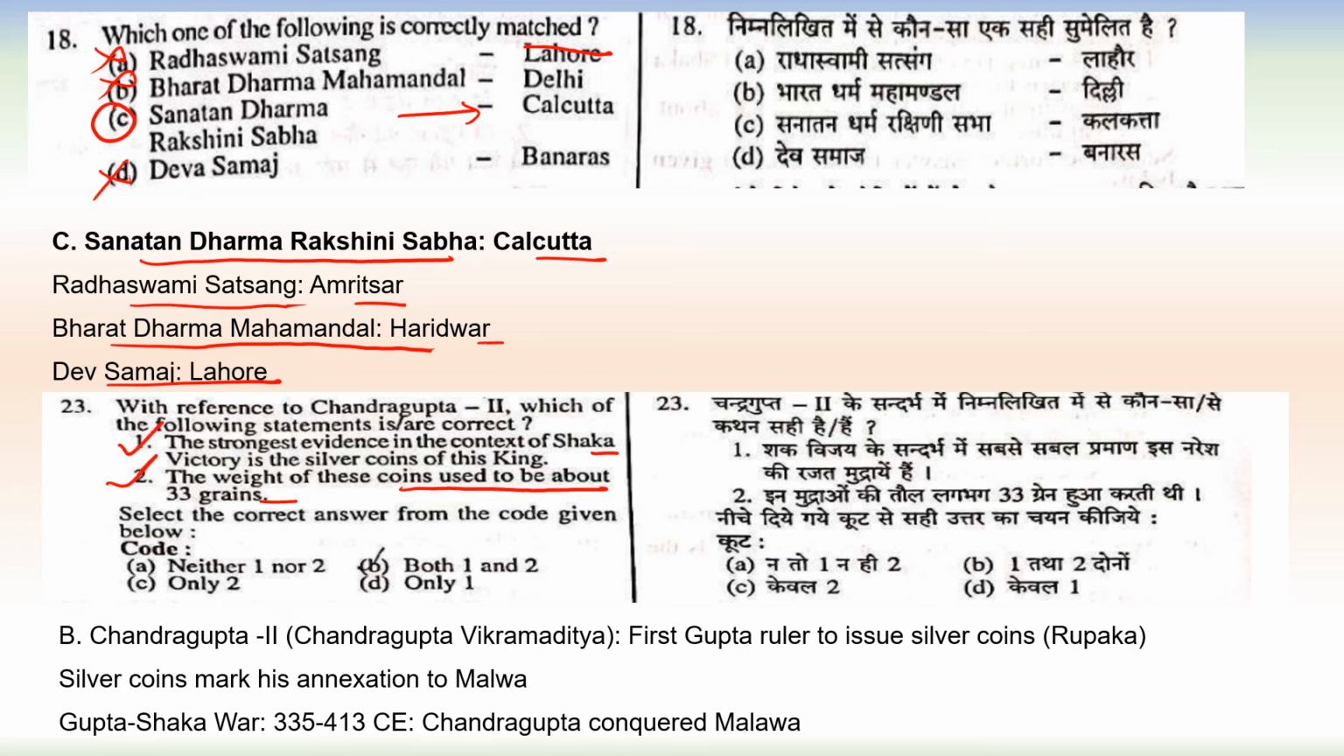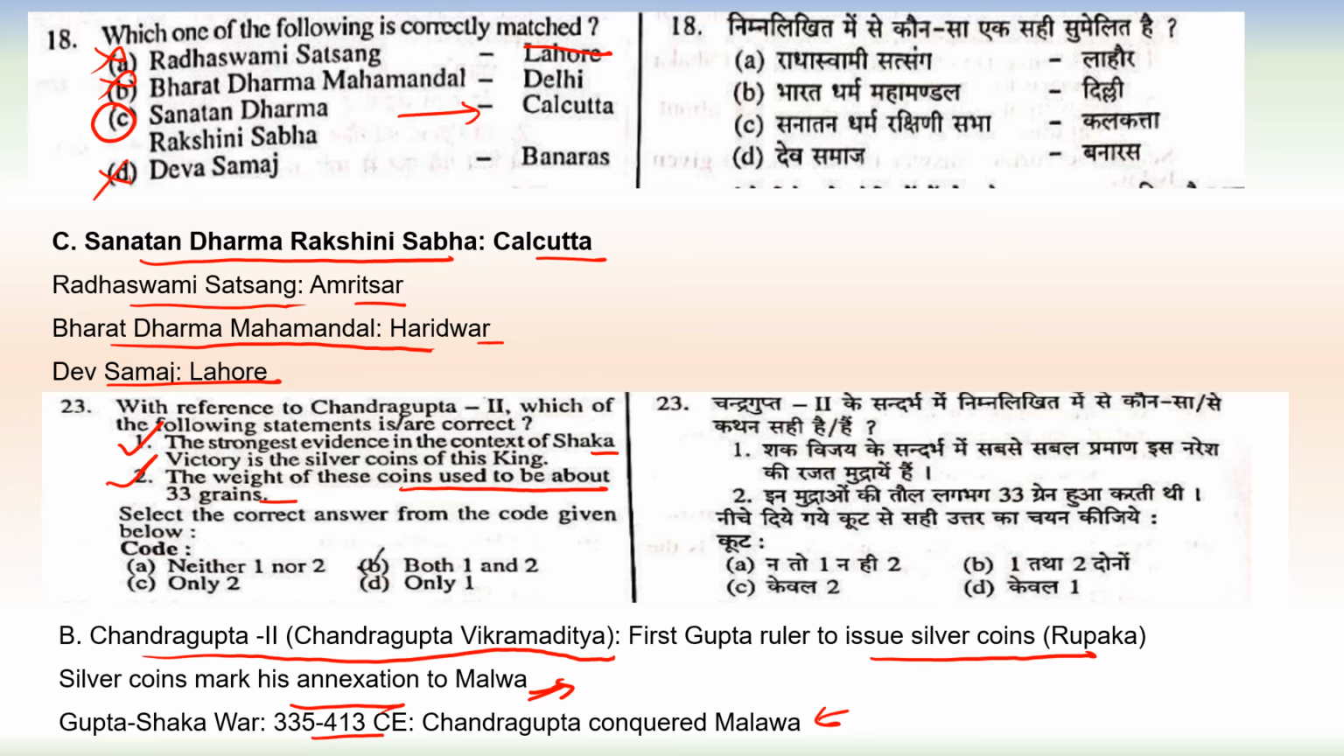Chandragupta II, Chandragupta Vikramaditya, was the first Gupta ruler to issue silver coins, and the silver coins were named Rupaka. These silver coins marked his annexation of Malwa. From whom did he annex Malwa? From the Shakas. So the Gupta-Shaka war happened during 335 to 413 CE, and Chandragupta conquered Malwa from the Sakas.